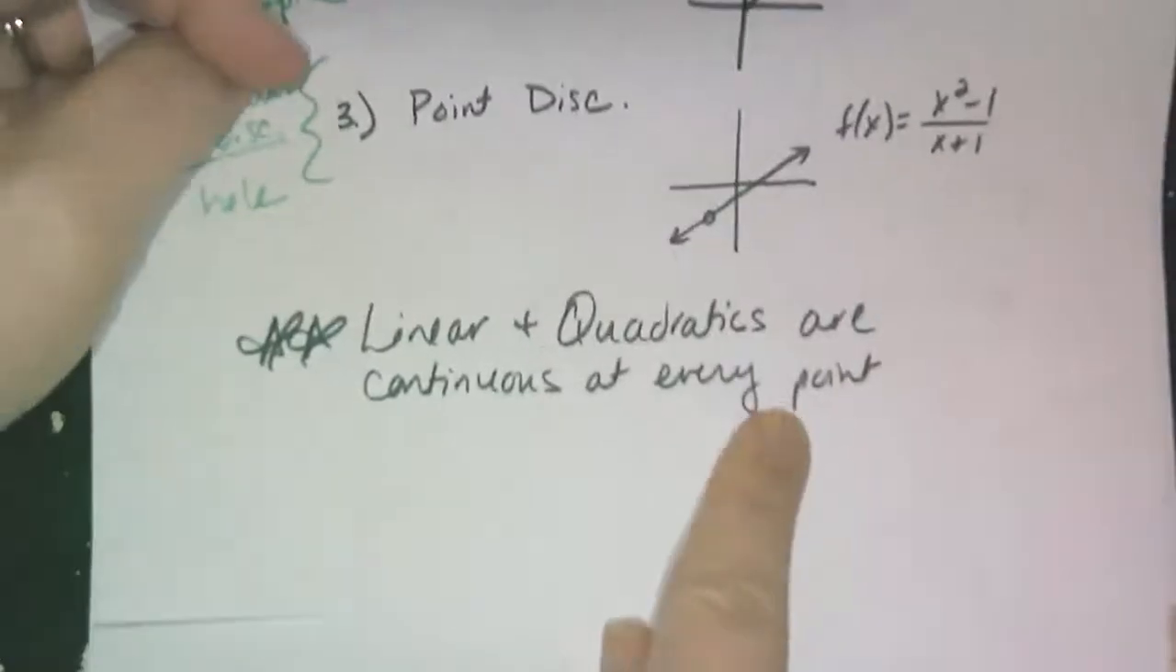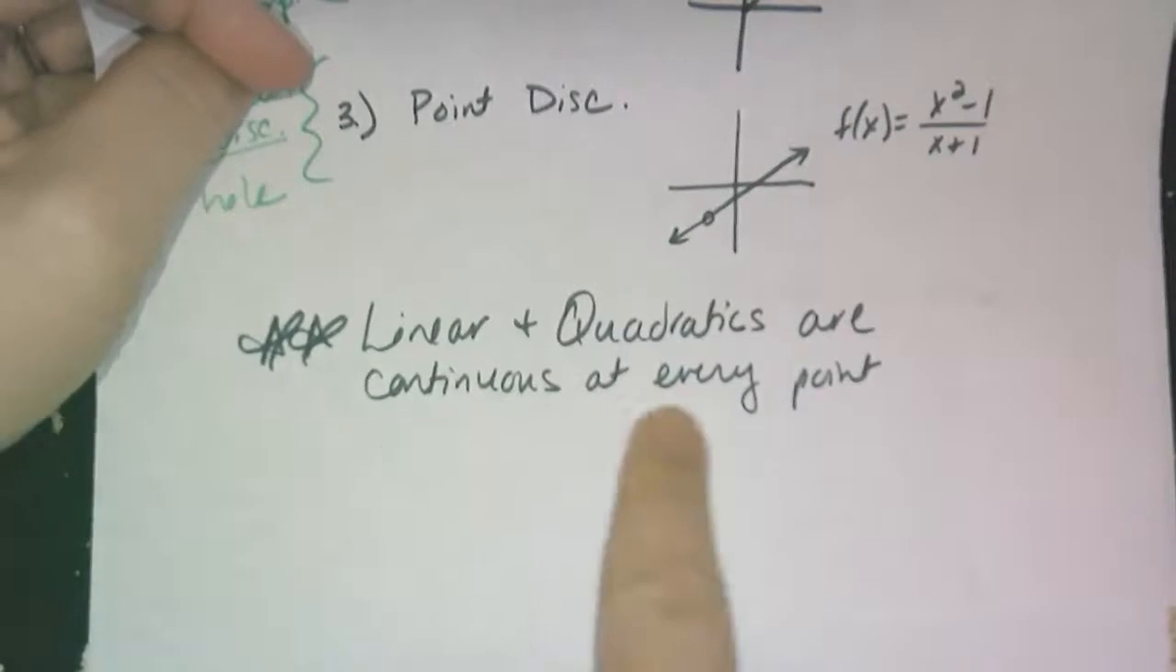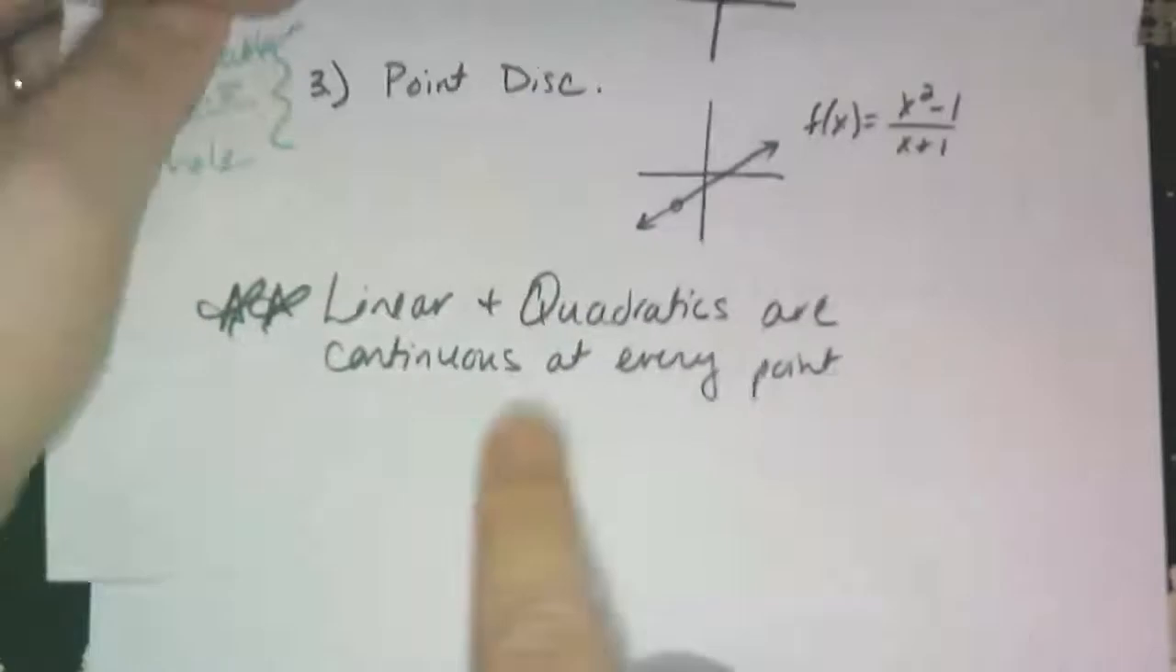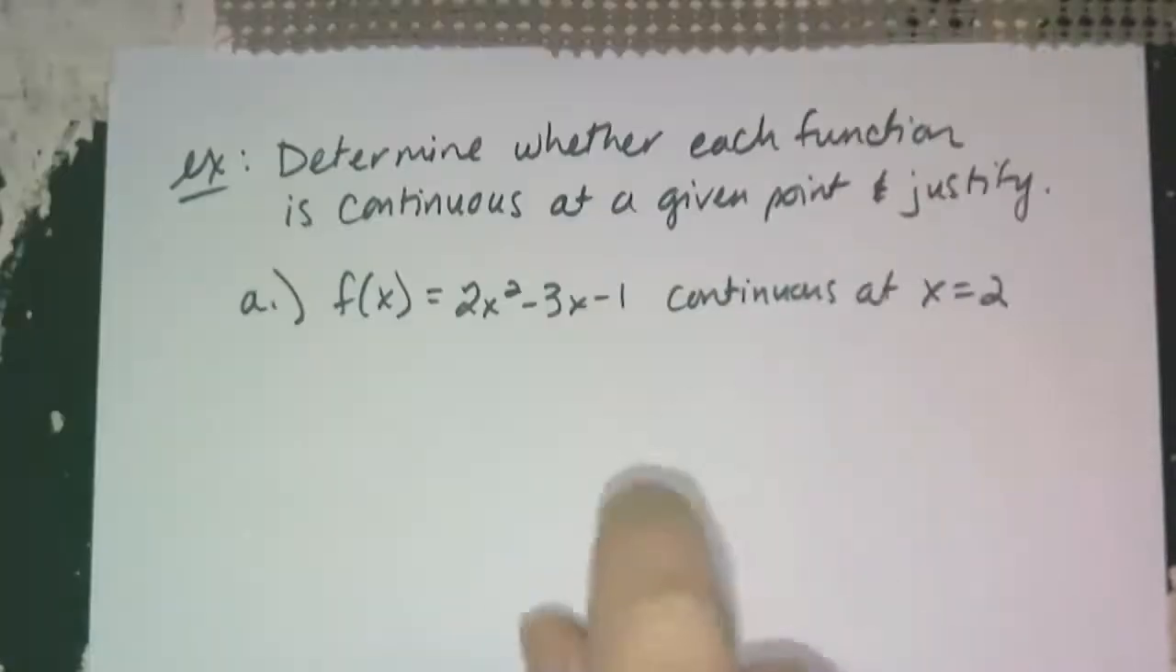What did I just say here? It's continuous at every point. It doesn't matter what point I gave you. It is continuous at every point. So guess what your answer is going to be when we're done proving it? Guess what your answer should be? Yes or no? Yes.